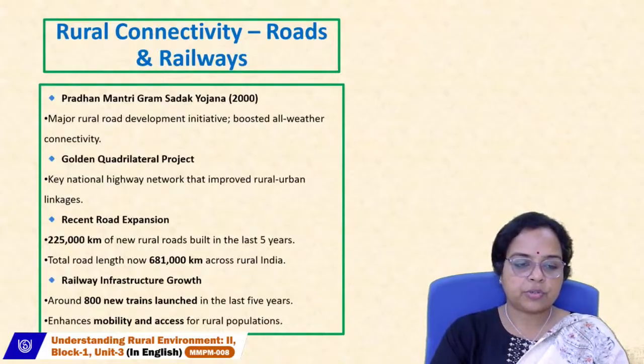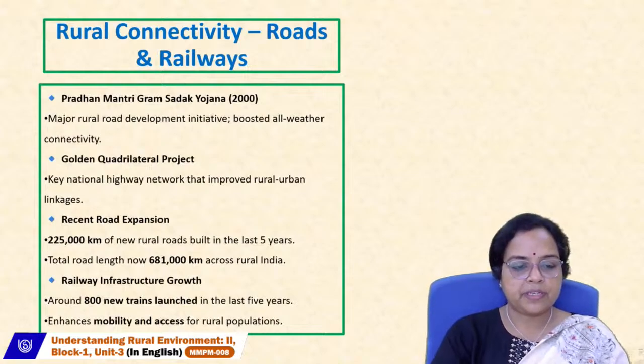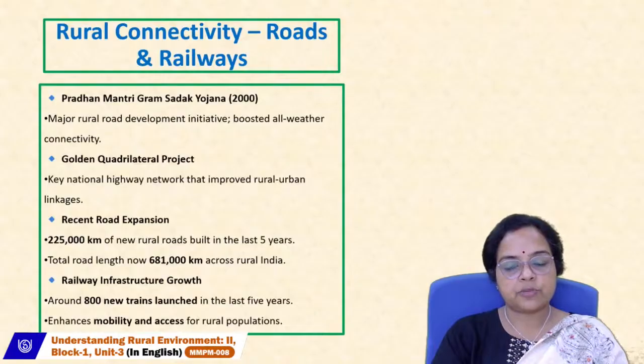Railway infrastructure growth: around 800 new trains launched in the last 5 years, enhancing mobility and access for the rural population. And these data are equally important for marketers, because most marketing activities are dependent on the logistics part.